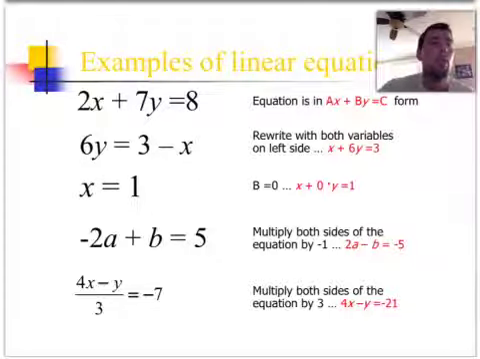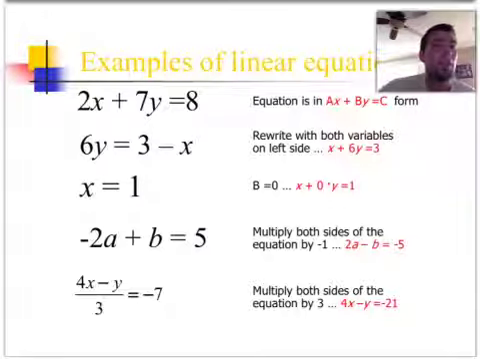That's good. Next, 6y equals 3 minus x. So what they said is that they can rewrite with both variables on the left side. So if you're saying that they could add the x over to the left side, then you're exactly right. The x would become positive and everything's reduced. So you see the answer in red on the right.